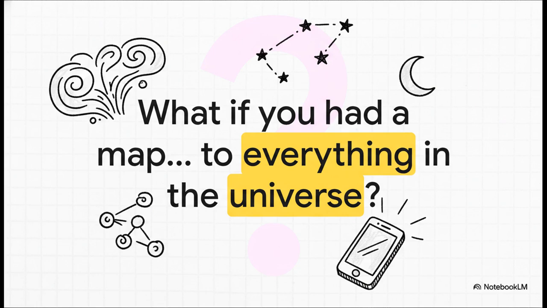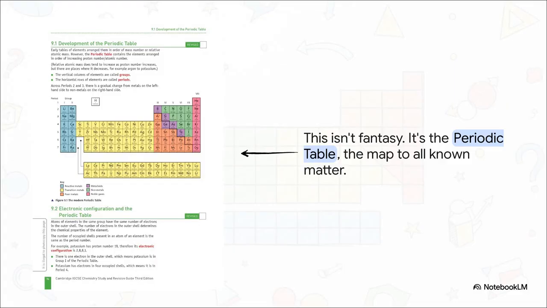Now really, just think about that for a second. What if you had a single map that could tell you the secrets of, I don't know, the air you're breathing, the device you're watching this on, even the stars in the night sky? What would a map like that even look like? Well, it would look exactly like this.